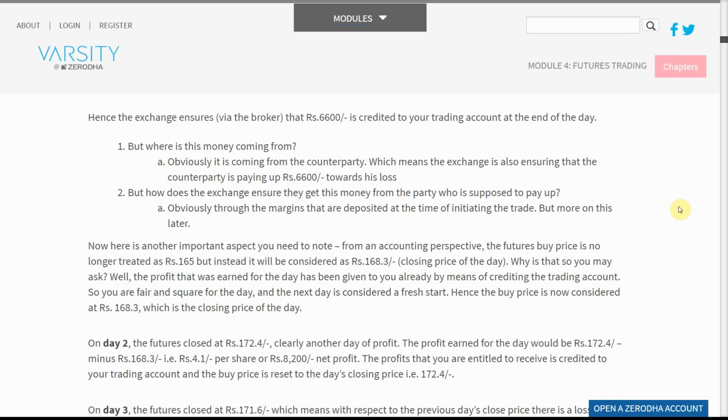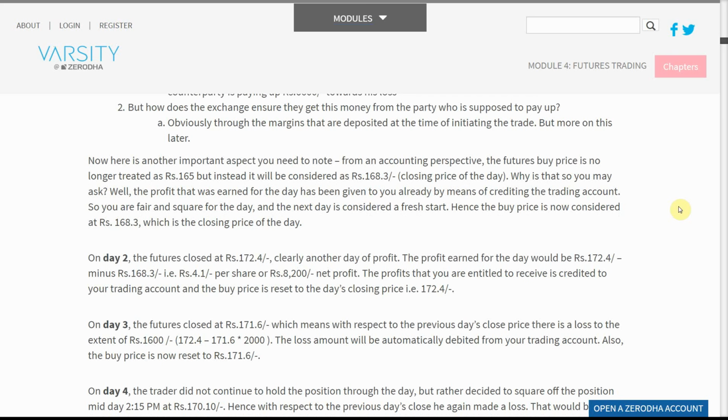Now here is another important aspect you need to note from an accounting perspective. The futures buy price is no longer treated as 165 rupees, but instead it will be considered as 168 rupees and 30 paise, the closing price of the day. Why is that so, you may ask? Well, the profit that was earned for the day has been given to you already by means of crediting the trading account. So you are fair and square for the day. And the next day is considered a fresh start. Hence the buy price is now considered at Rs. 168.3, which is the closing price of the day.